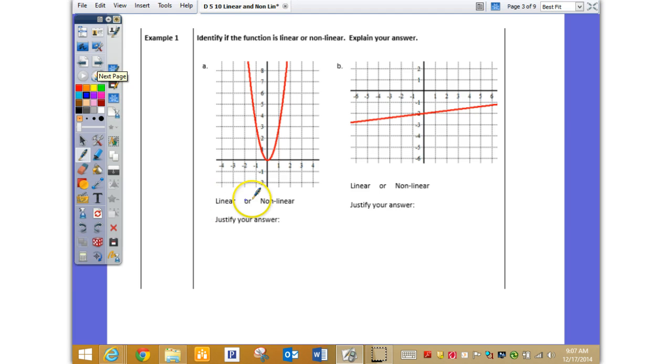So A, circle. Raise your hand. Who thinks linear? Who says nonlinear? Yay, we all know our straight lines from non-straight lines. So it is nonlinear. And why? It's not a straight line. That is about how easy this gets.